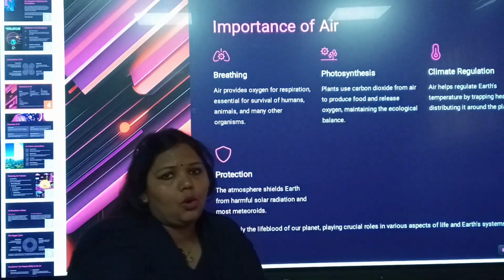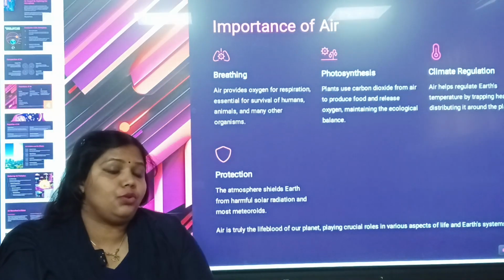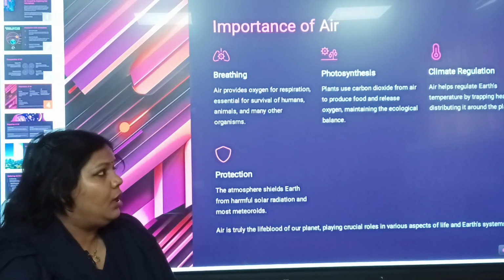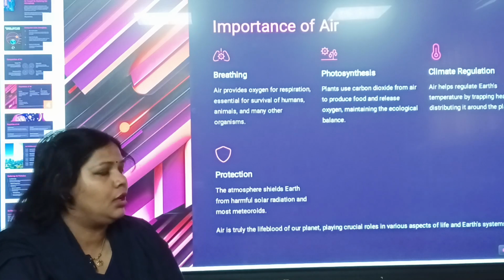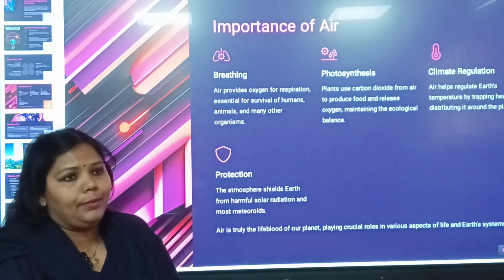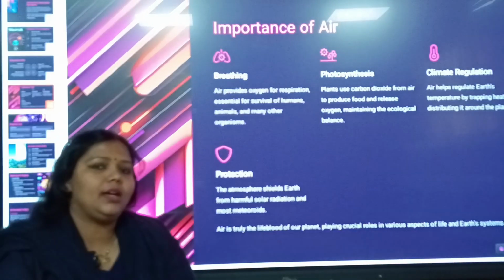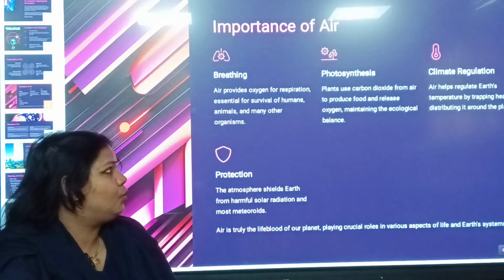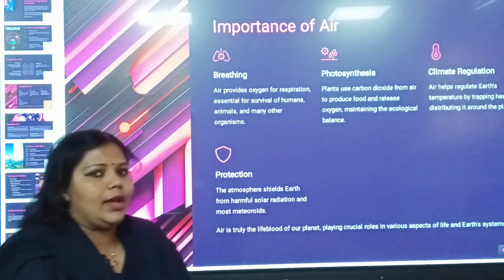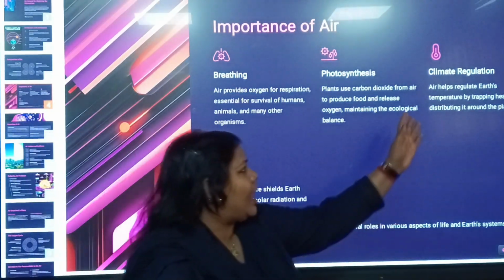Now comes photosynthesis. What is photosynthesis? Photosynthesis is the food making process which green plants do with the help of sunlight. Green plants have chlorophyll in their leaves, which takes in water, carbon dioxide, and sunlight, and prepares food for the plants. Then they give out oxygen into the atmosphere. This is the process which is very important for the survival and the fresh air which living organisms take in. Now comes climate regulation.